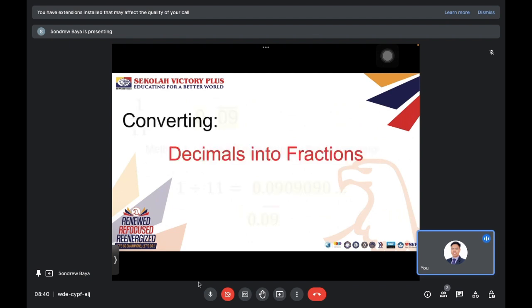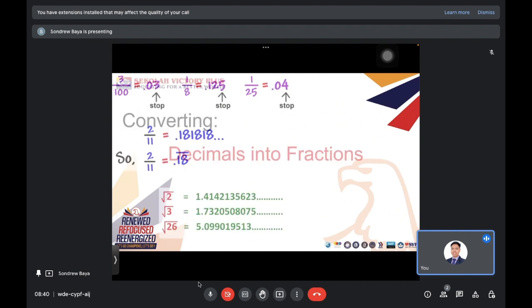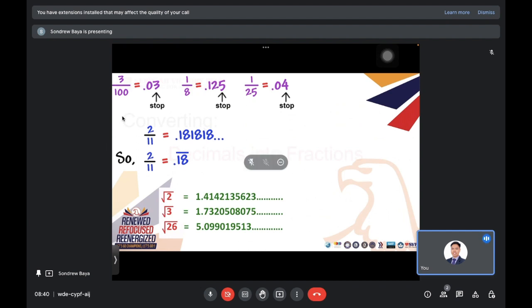This time, let's now go to the second part, which is decimals into fractions. So how do we convert decimals into fractions? This is an easy discussion, so you don't have to worry about it. But before that, I'd like you to look first into three different kinds of decimals. For the one on top, the decimals actually stop at a certain point, meaning there are specific numbers after the decimal point.